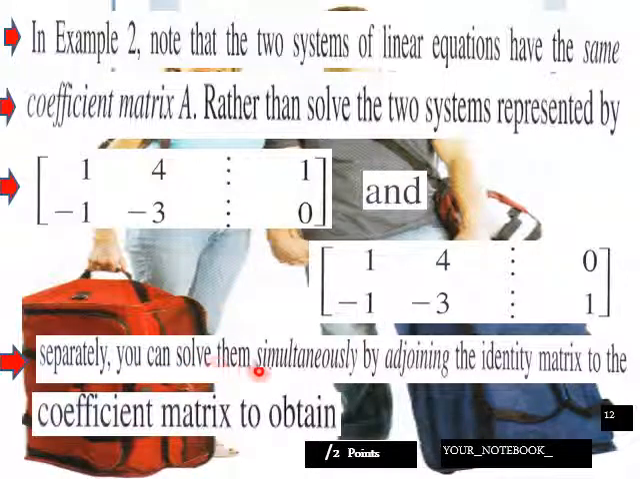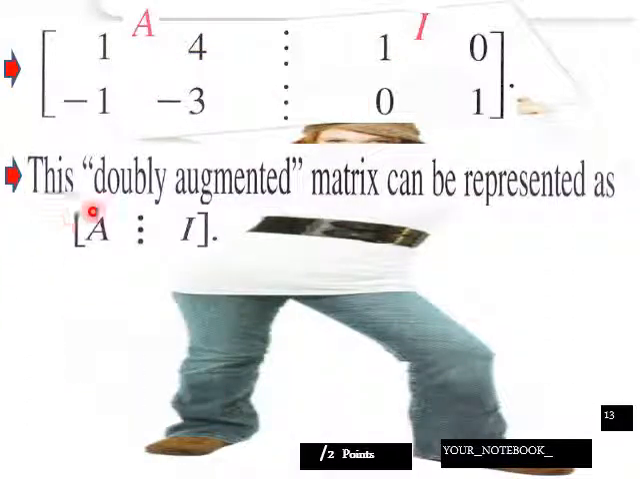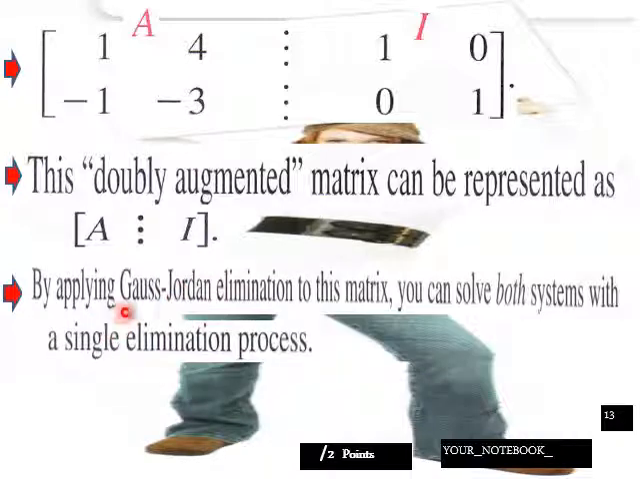Separately, you can solve them simultaneously by adjoining the identity matrix to the coefficient matrix to obtain this situation here. Here's A and I. We have this, therefore we will have that. This doubly augmented matrix can be represented as A, therefore I. By applying Gauss-Jordan elimination to this matrix, you can solve both systems with an elimination process.